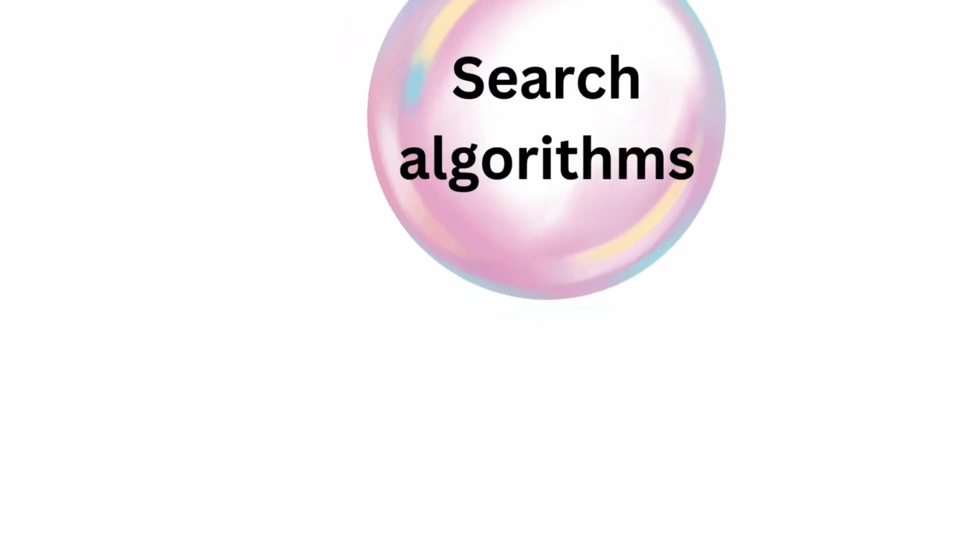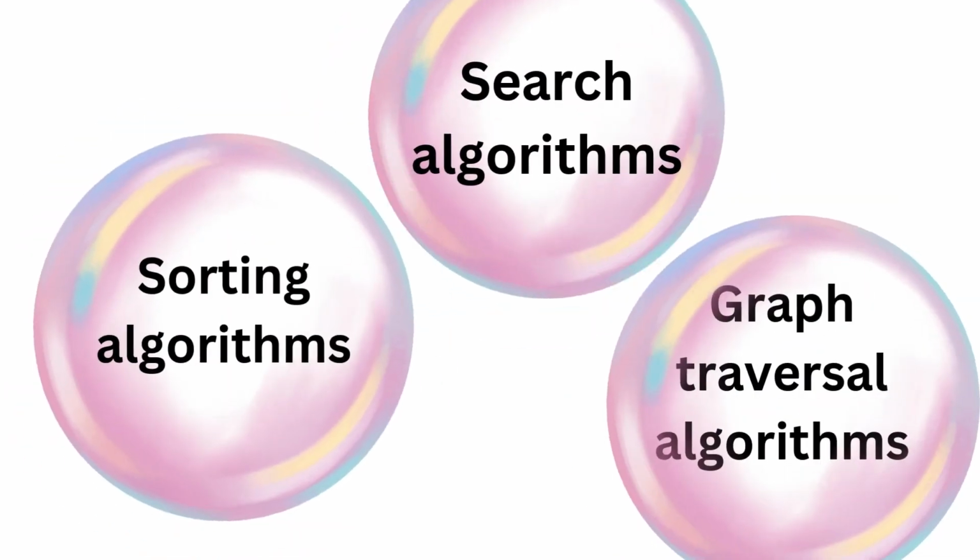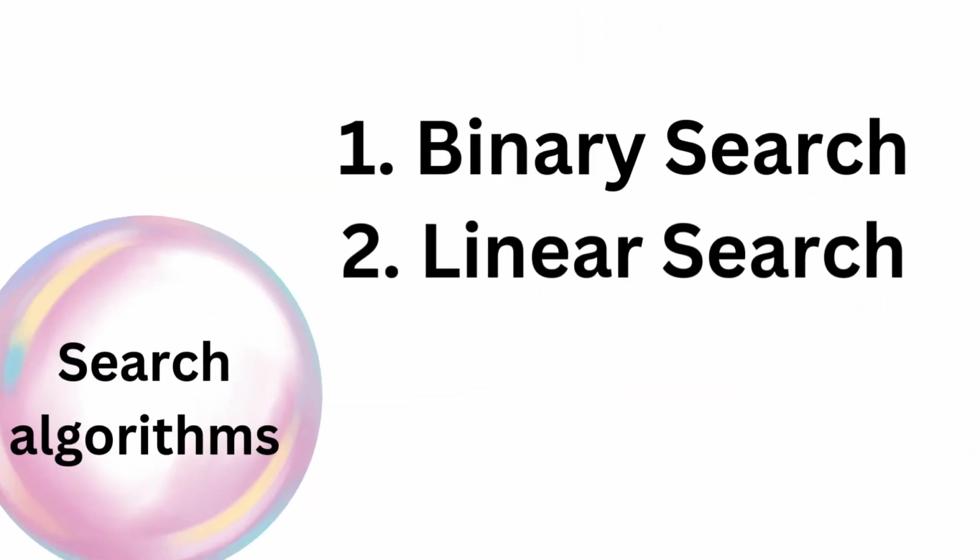Now let me give you some examples of algorithms. Algorithms are like sorting algorithms, search algorithms, graph traversal algorithms. Search algorithms like binary search or linear search, sorting algorithms like merge sort or quick sort, right?